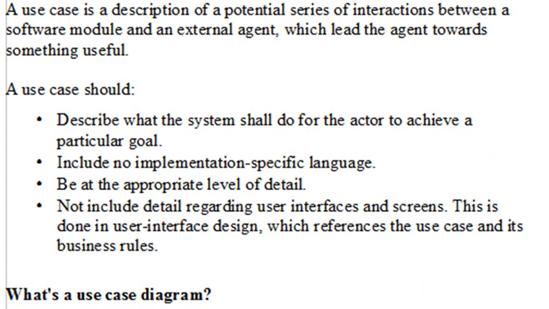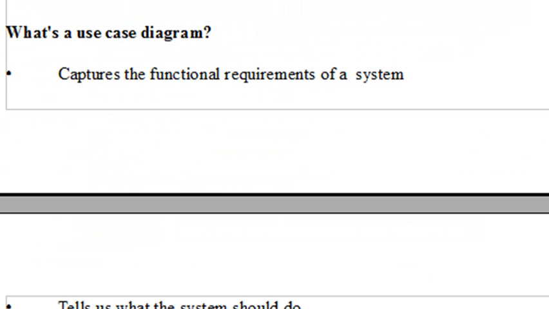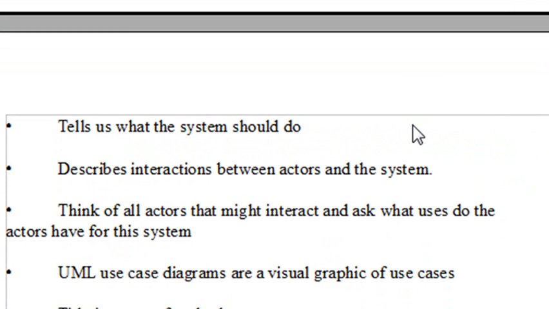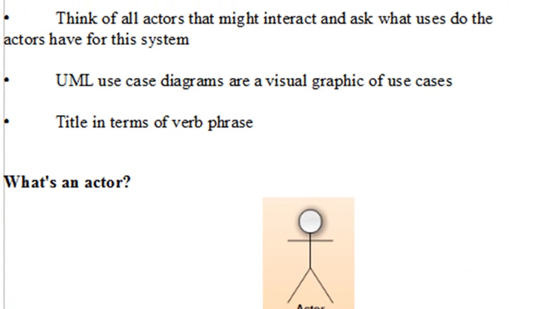So what is a use case diagram itself? Now that we understand what a use case is, a use case is an element of the use case diagram, and the use case diagram captures the functional requirements of the system. It tells us what the system should do. It describes interactions between actors and the system. As you build your use case diagram, think of all the actors that might interact and ask what uses the actors have for this system. UML use case diagrams are visual graphics, an outline of cases, and you should title them in terms of verb phrases. In our e-commerce example, we're going to use purchase video, for example. Now we've talked about use cases, and we've talked about actors that interact with use cases.